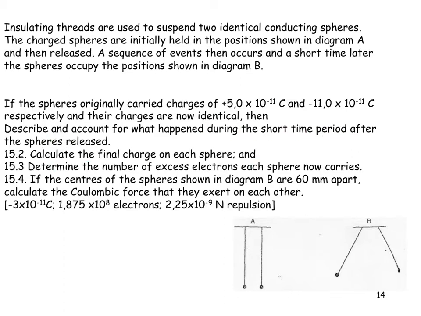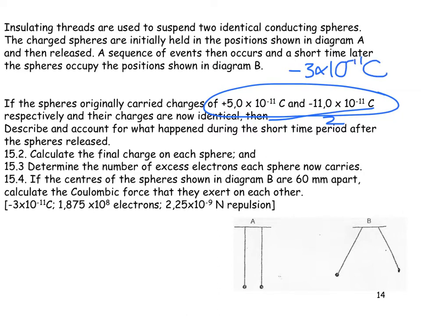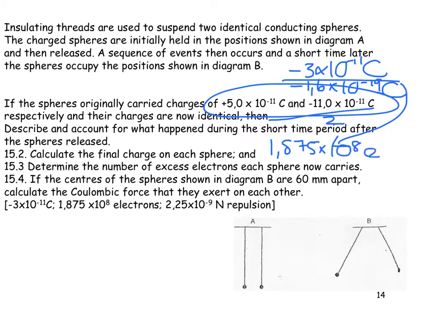Calculate the final charge on each sphere. I take these two together, and then I divide it by 2. So it's negative 11 plus 5 is negative 6. Negative 6 divided by 2 is negative 3 times 10 to the negative 11 coulombs. Determine the number of excess electrons each sphere now carries. I now take that number and divide it by negative 1,6 times 10 to the negative 19, because that is the charge on one electron, and it turns out I get quite a big number. Yep. It's 1,875 times 10 to the power of 8 electrons.